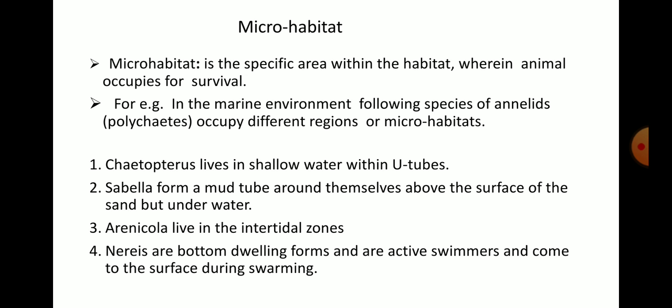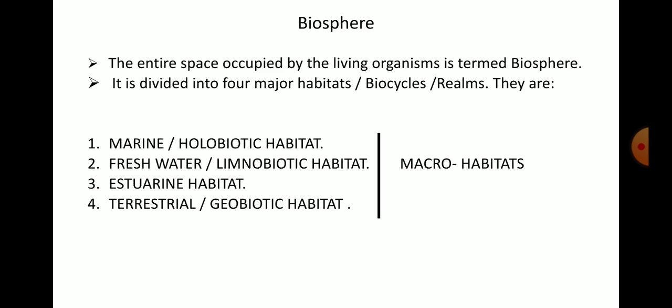What is a biosphere? We all know the entire space occupied by living organisms is termed the biosphere. It is divided into four major habitats. The habitats are also called biocycles or realms. These are the marine or holobiotic habitat, freshwater or limnobiotic habitat, estuarine habitat, and the terrestrial or geobiotic habitat. All these are termed macrohabitats or general habitats.